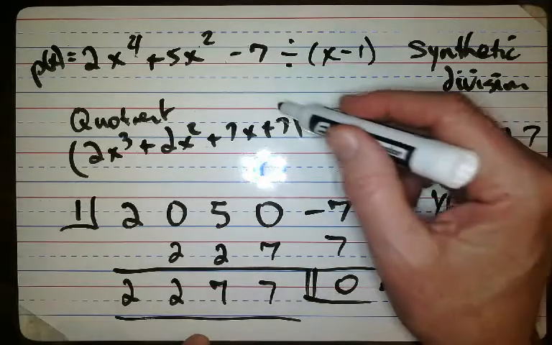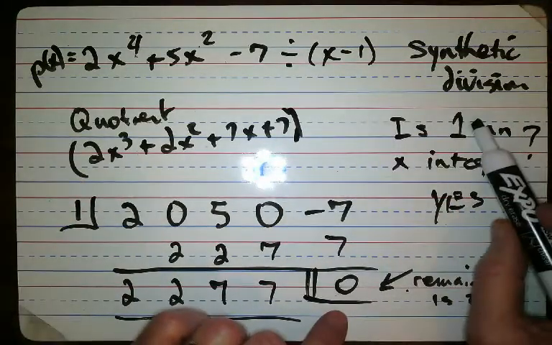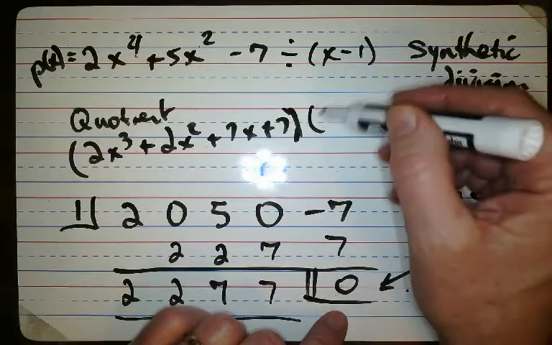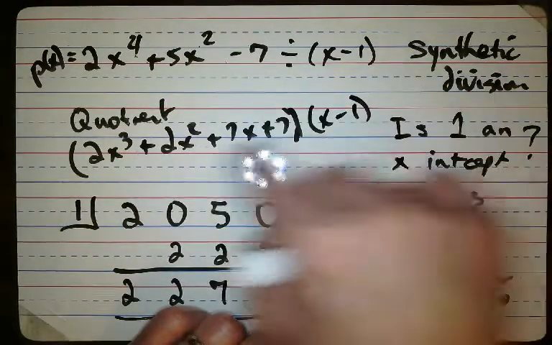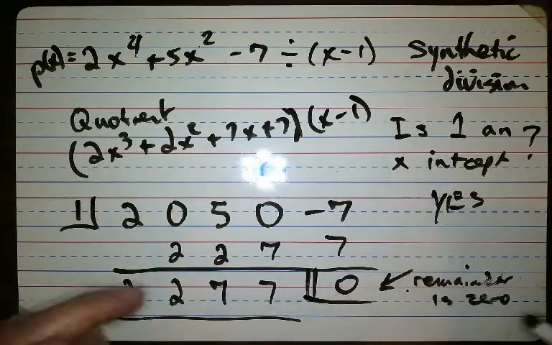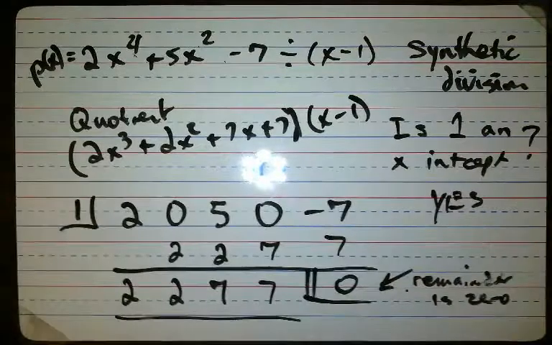So that means that 1 is an x-intercept. It means that this is a factor. X minus 1 times this would equal that. That's really cool. There's all sorts of things we can do with synthetic division. So, that's today's homework. Have fun.